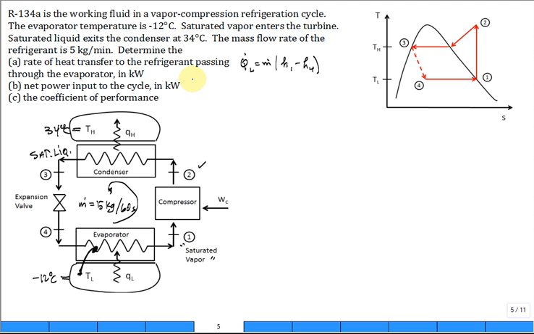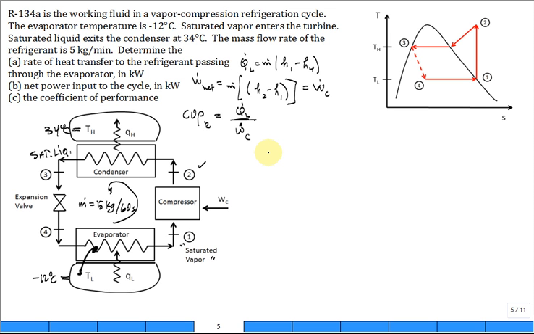And then W dot net equals m dot times (h2 minus h1). Notice there's no subtracting a turbine. The net is just what is required to drive the compressor, W dot C. And then the coefficient of performance for refrigeration is the ratio Q dot L over W dot net, or W dot C, because they're the same. There's only the power consumed to drive that compressor. If we had a fan for the evaporator and a fan for the condenser, we could take that into consideration. But these are very simple calculations.